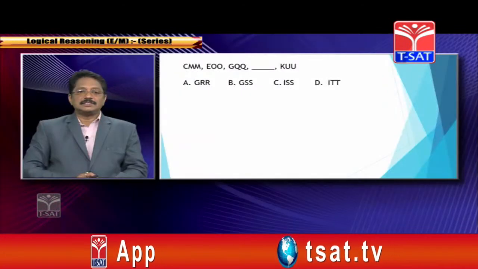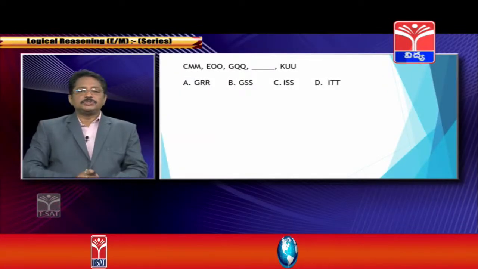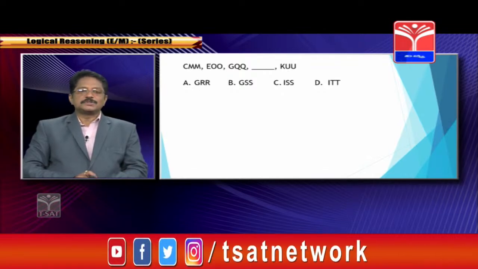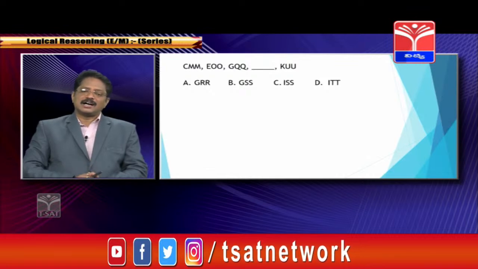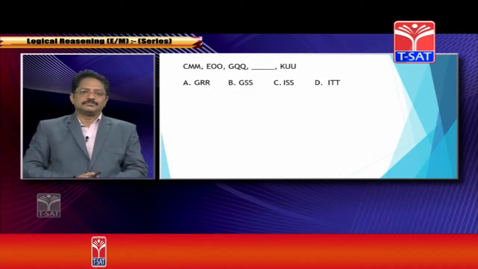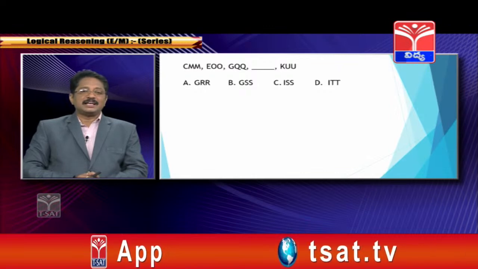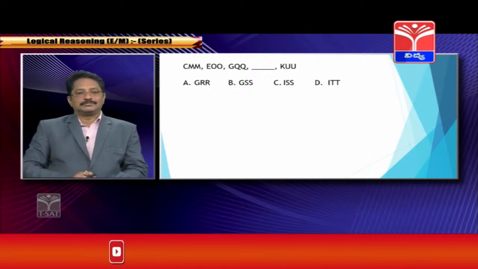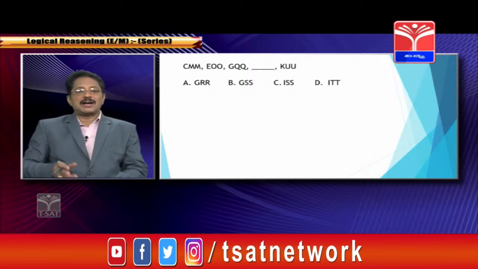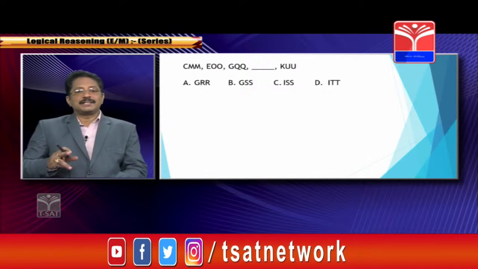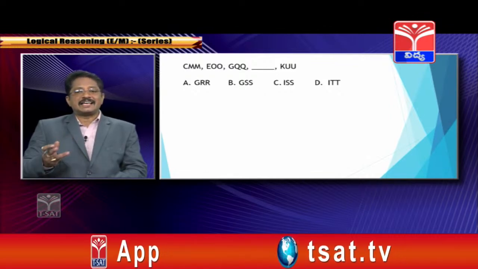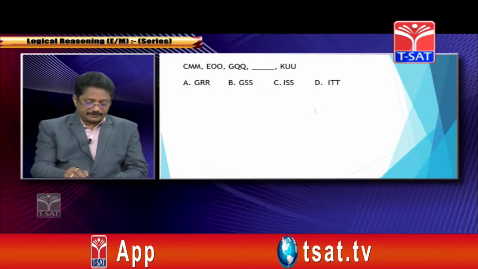CMM, EVO, GQQ, KUU. So maybe you find this answer are very simple. Correct? So the last 2 letters are same, MM. But here you see the next letter is E, means here one letter was jumped. Between C and E you have D. Between E and G you have F. So next one between G means you have to skip one letter. So after G you have H. Next one is I. So next is I simply.